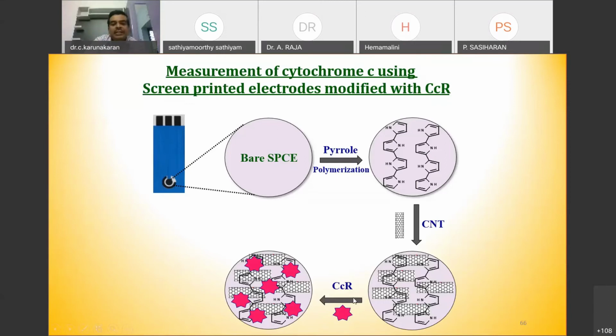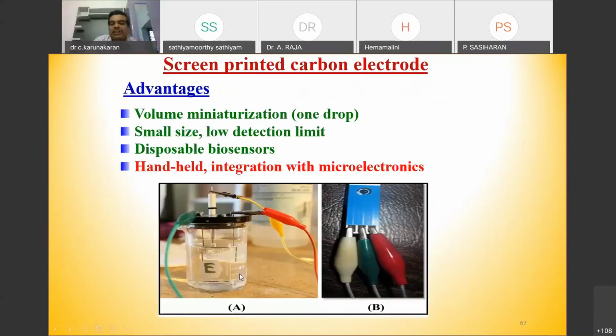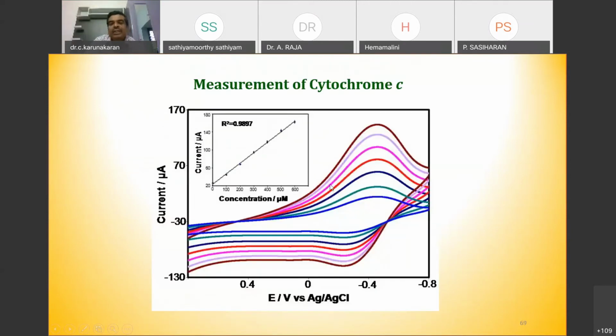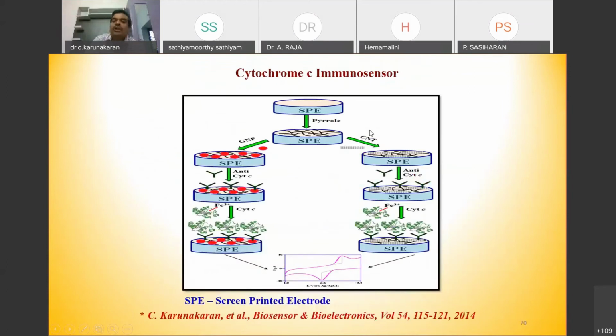And this is the setup for conventional cyclic voltammetric or electrochemical measurement. It is portable, handheld, with small volume and miniaturization advantages, and we have characterized it. With the increase in concentration, the current response increases, and the concentration of cytochrome C is determined.